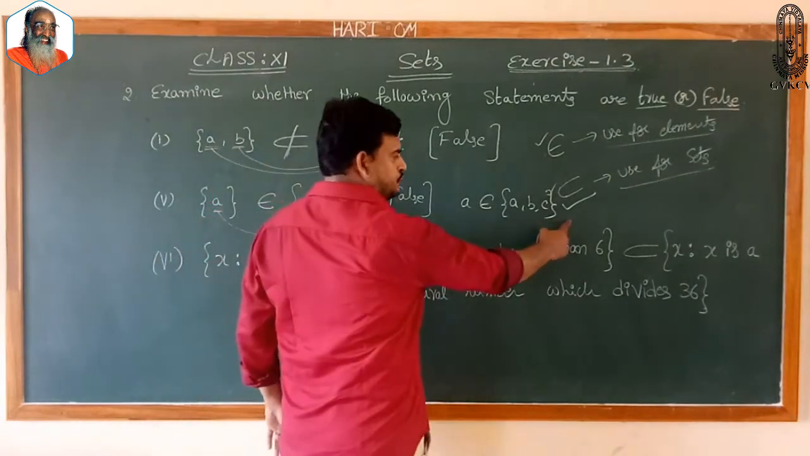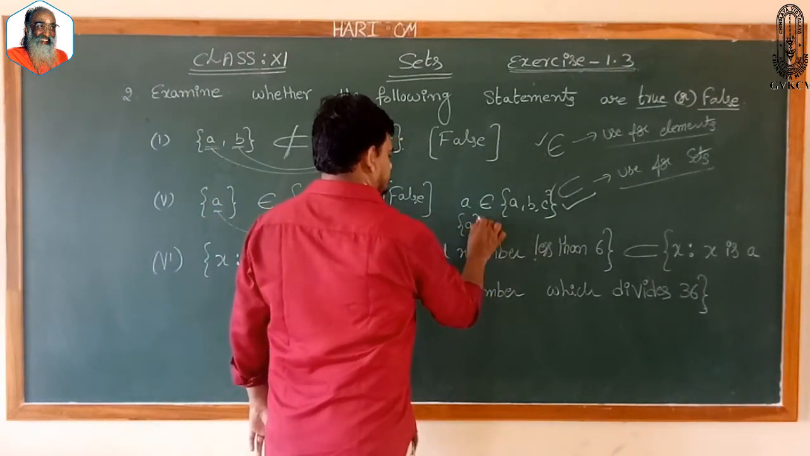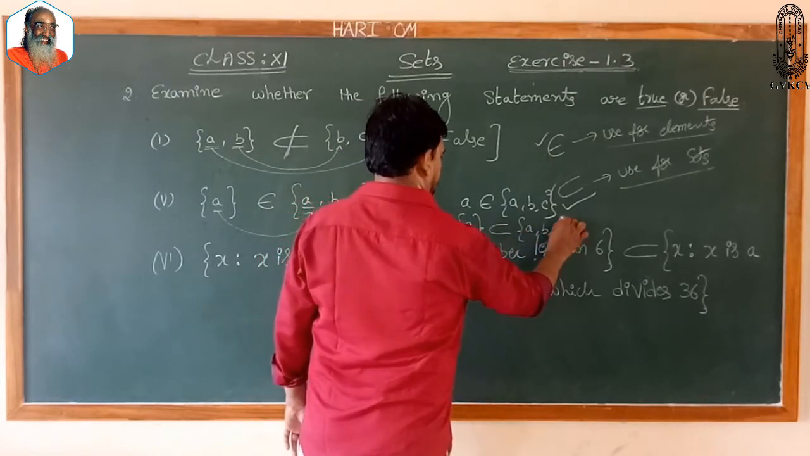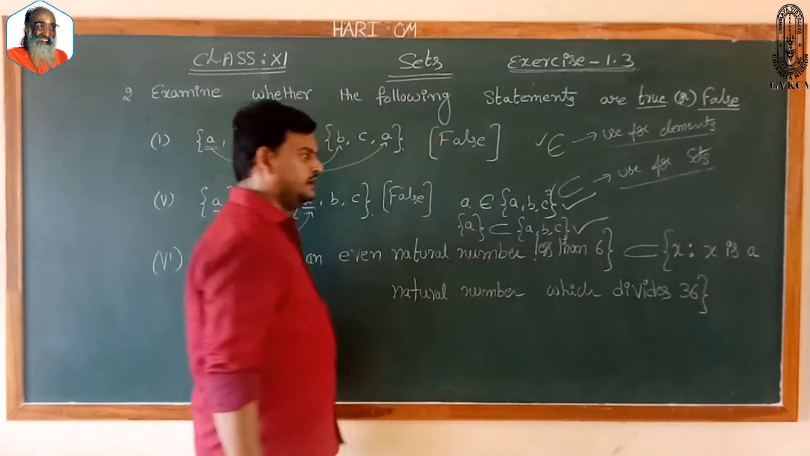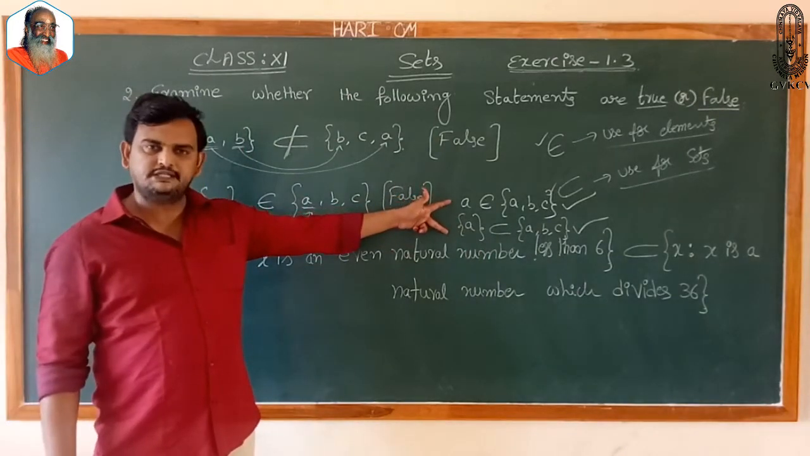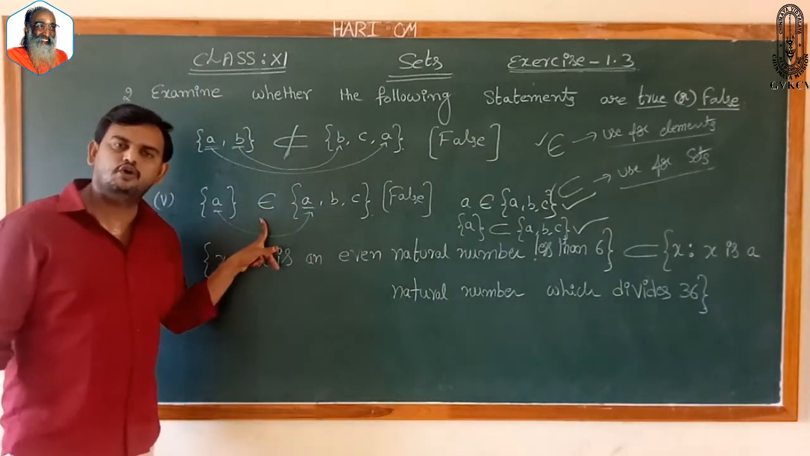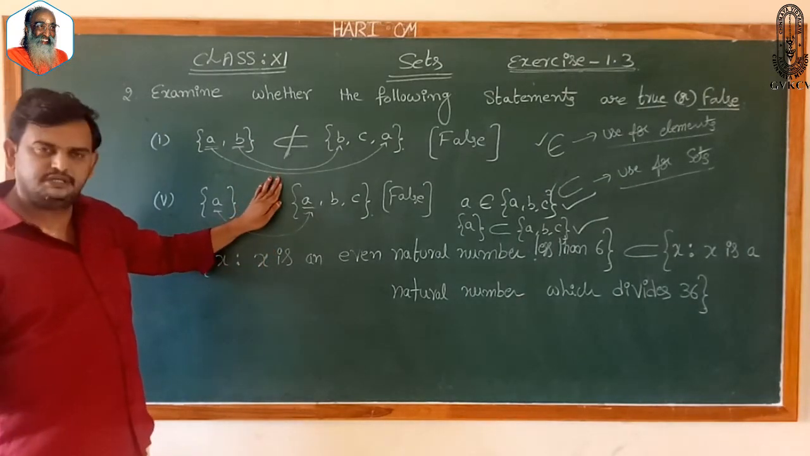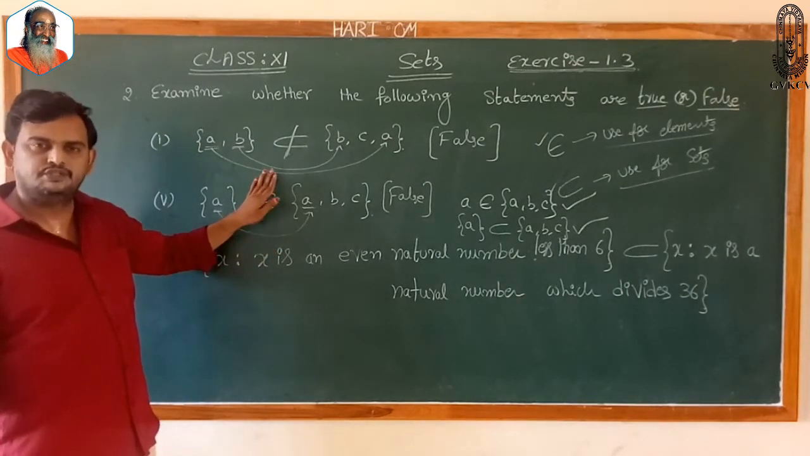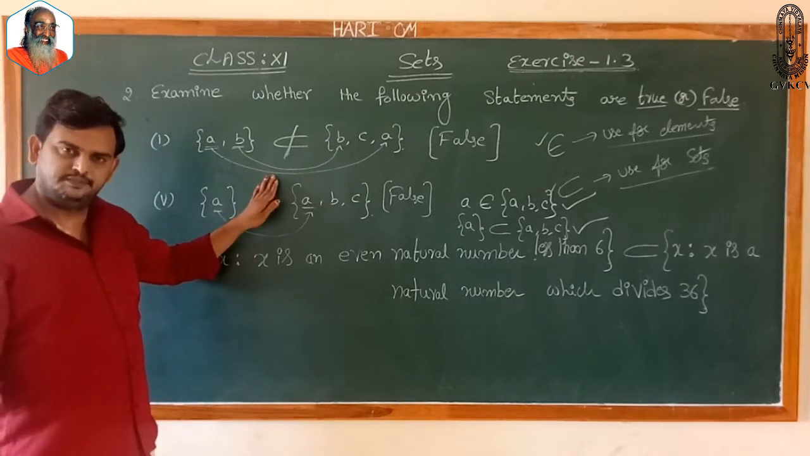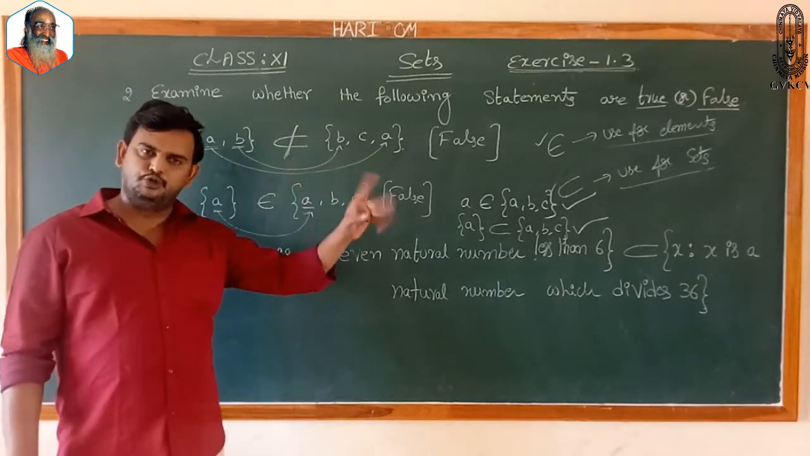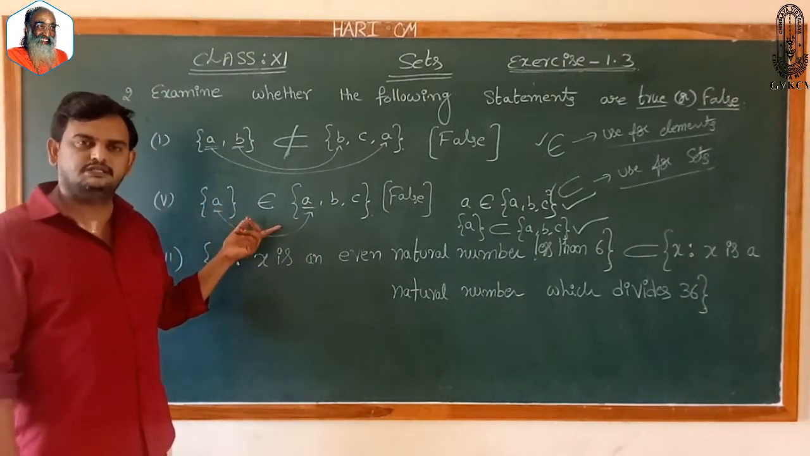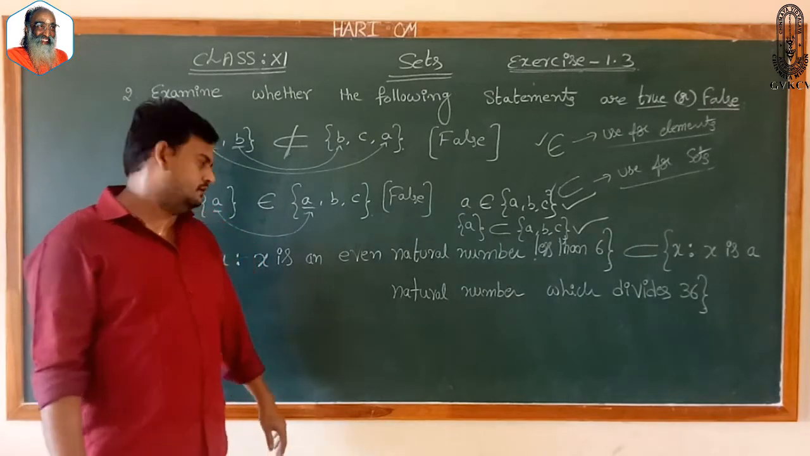This is a true statement. Set A is a subset of set A, B, C. It is also a right one. These are the two right statements, but this one is a wrong statement. Here belongs to should not be used. Here subset has to be. Instead of belongs to, if you have subset, this statement becomes true. But here belongs to is given. So this statement is also a false statement.